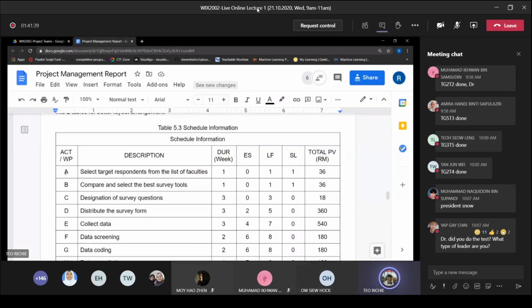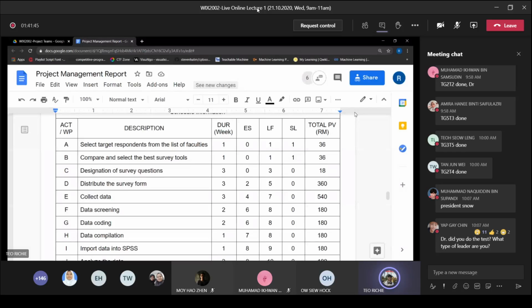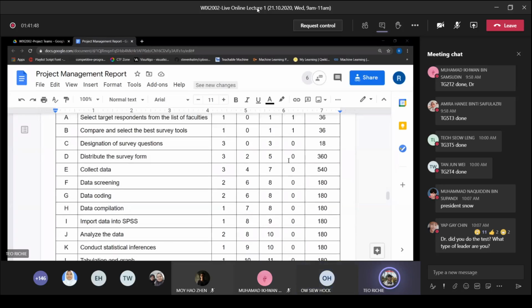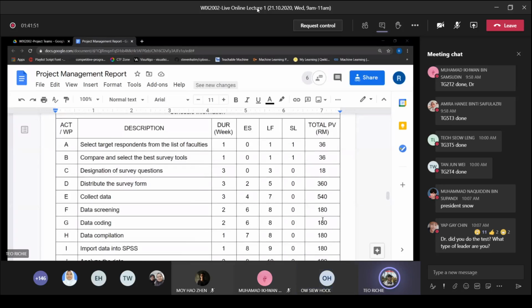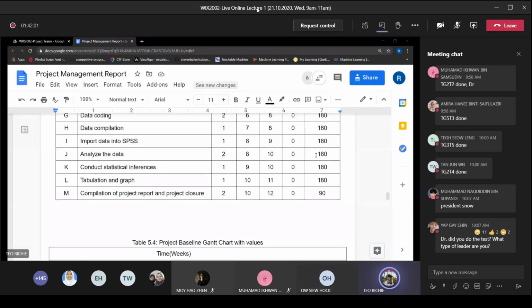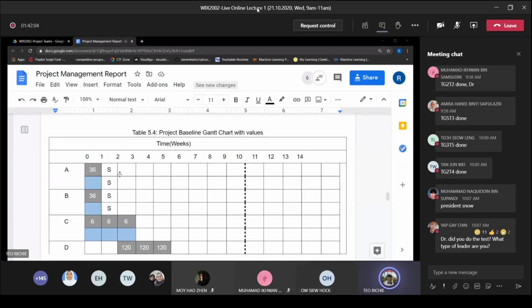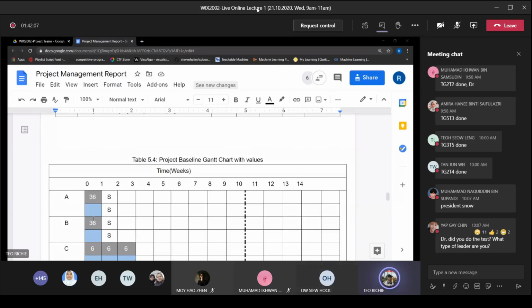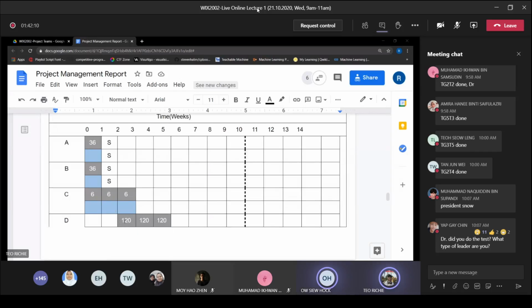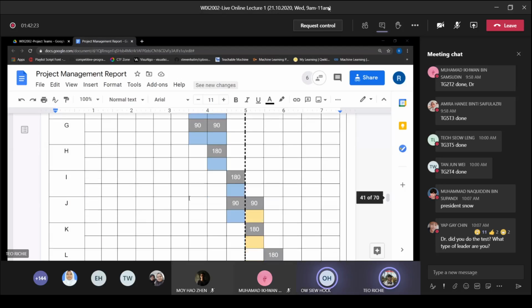So, the project baseline budget. We have our work package here, description, duration, and the total PV. For this, we follow the micro cost, which is from the calculation of the work packages. We included the values in our baseline Gantt chart by breaking them down. Let's say work package C has a total cost of 18 ringgit, and that's how we divide the cost per day, per week.